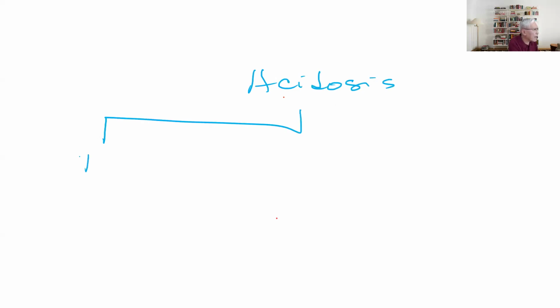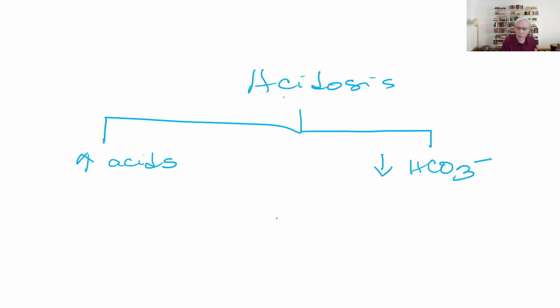there are two causes of acidosis. So why do we develop acidosis? Well, acidosis can occur because there might be an increase in acids, or the other one is that there's a decrease in bicarbonate. Okay, so let me repeat. There are two types of acidosis. One is caused by an increase of acids, and the other one is caused by a decrease in bicarbonate.